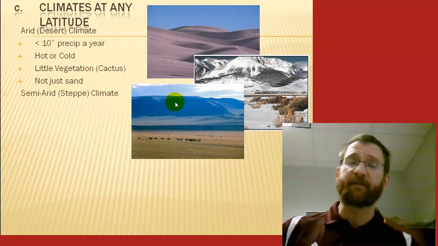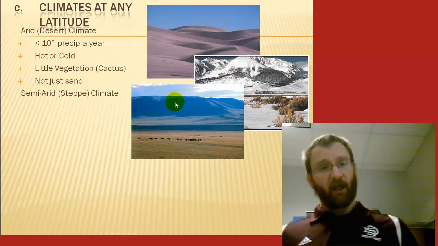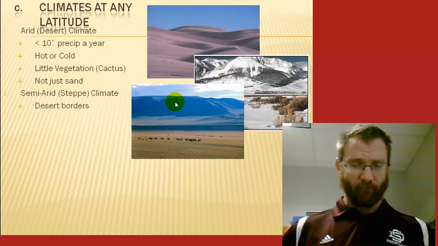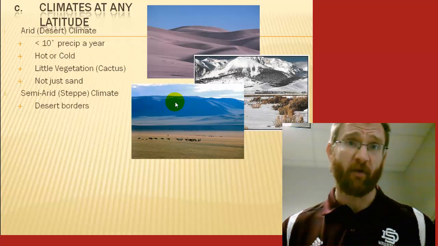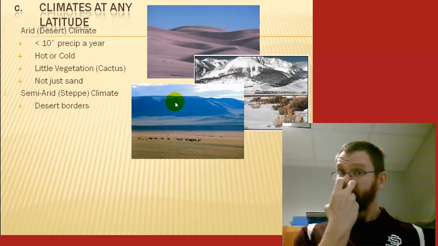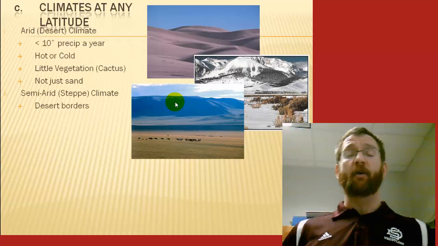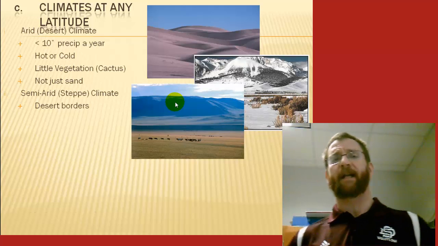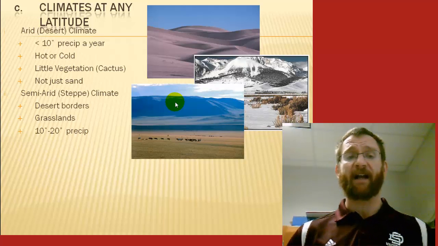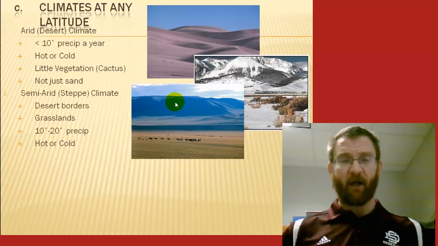On the edges of deserts, you get what's called a semi-arid or sort of dry steppe climate. Steppe climates are really common on the edges or borders of deserts. The North American steppe is the Great Plains. The Great Plains don't exactly exist on the edge of a desert, but they do exist in what's called the rain shadow, and we'll talk about that in just a second. They're primarily made up of grasslands. They receive 10 to 20 inches of precipitation a year, and again, they can be either hot or cold.